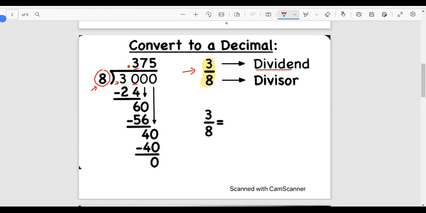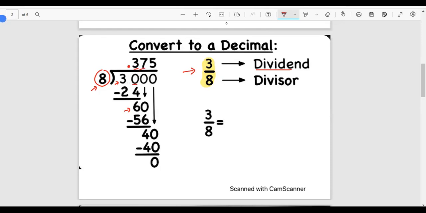24 here. I'll find the difference. The difference would be of 6. Again, 6 is less than 8, so I will be taking another 0 because of this decimal. Now it's 60. Now I know 8 multiplied by 7 is 56. So this is 7. The difference is of 4.